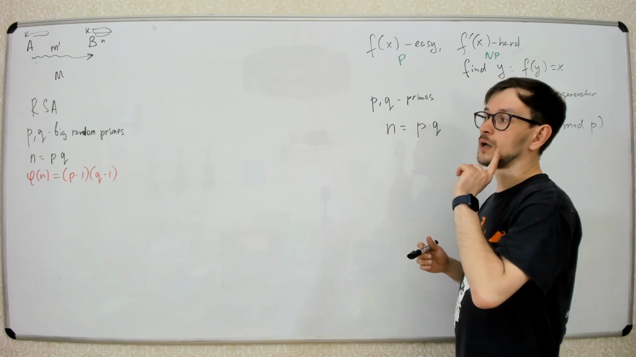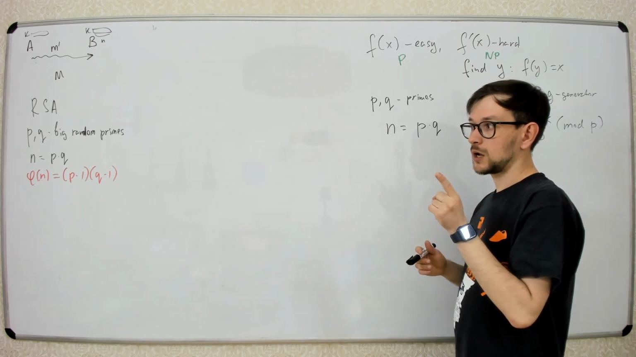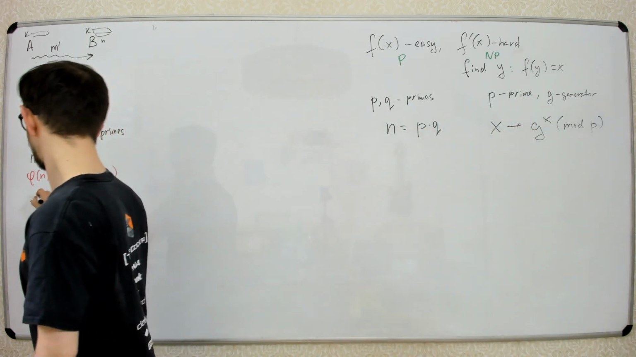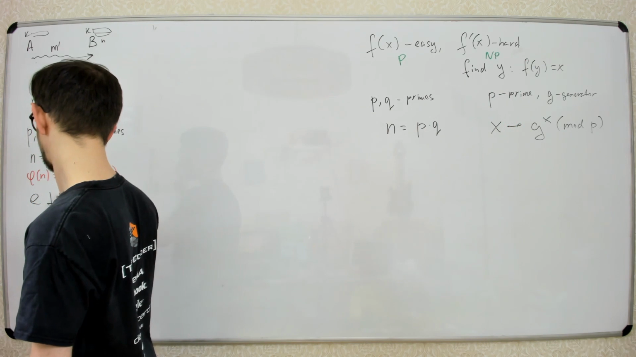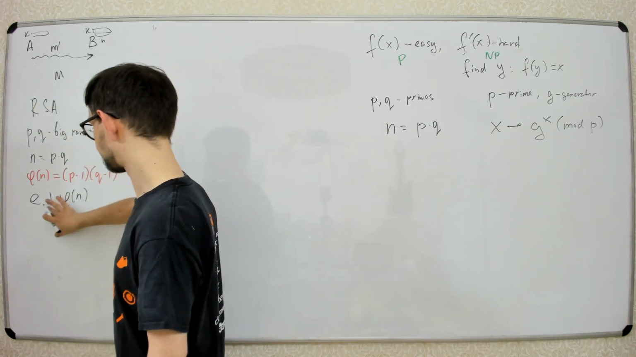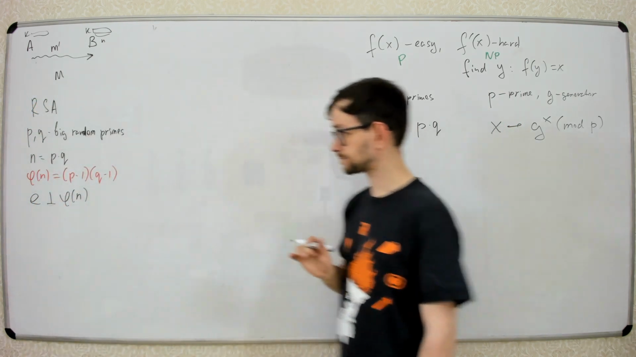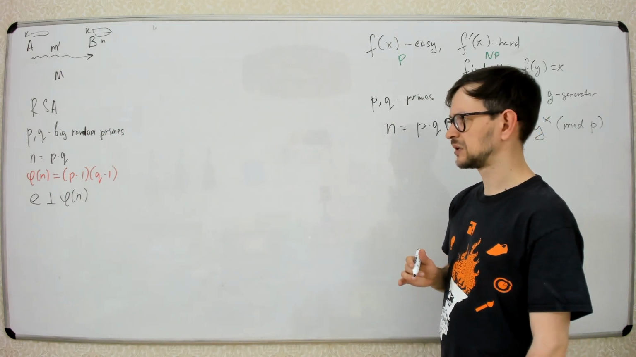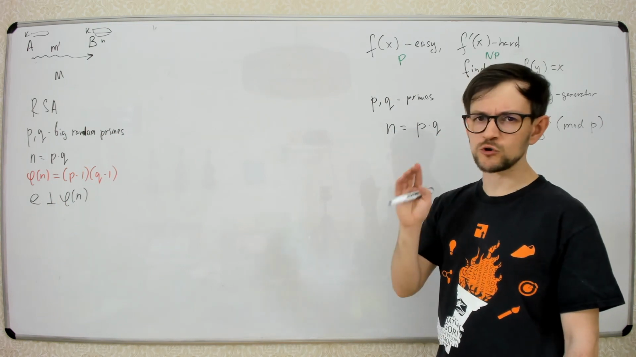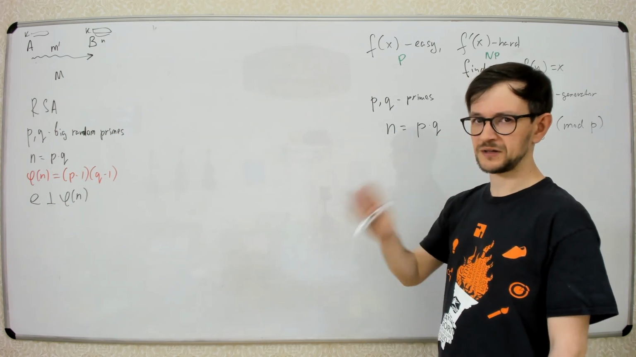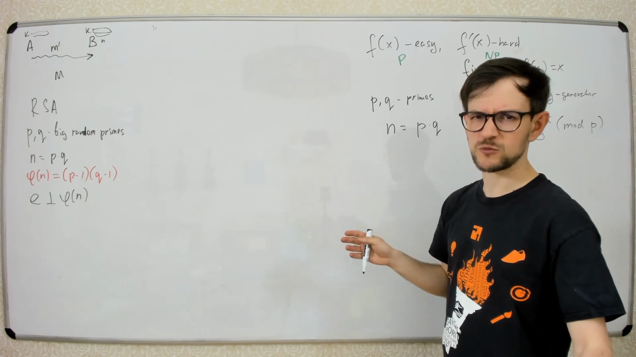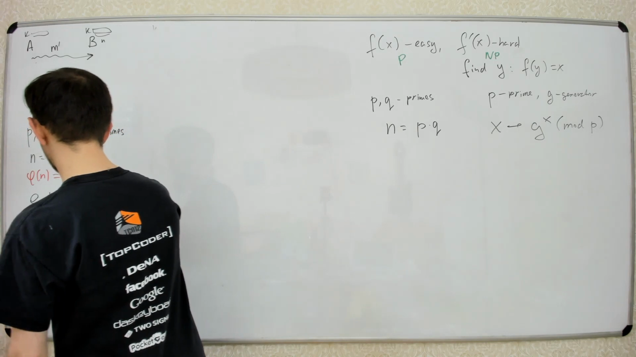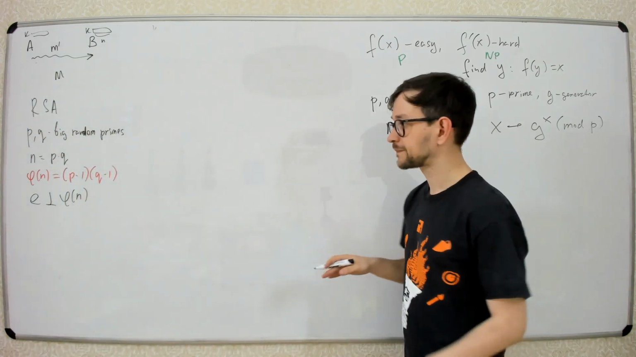Now, what next? Let's take a random number e, co-prime with phi of n. It's usually quite easy to pick such a number. Usually you can pick number 3 if it is co-prime with phi of n. Sometimes it's not co-prime, so you can pick 5. There are many numbers co-prime with phi of n, so you just pick any of them.